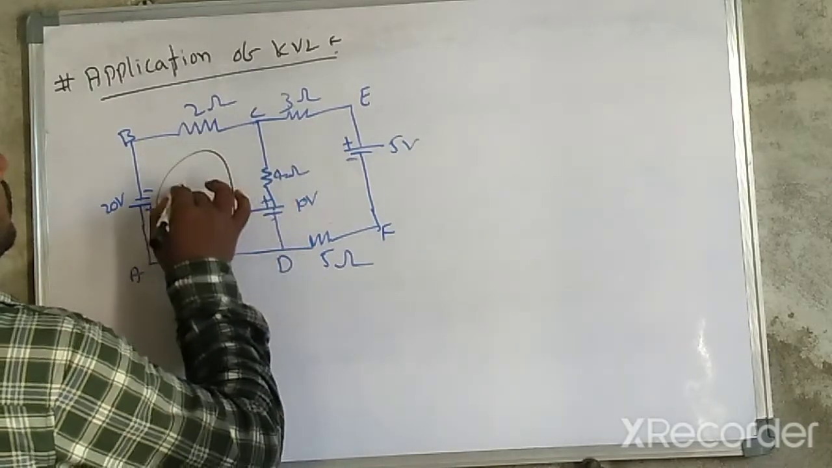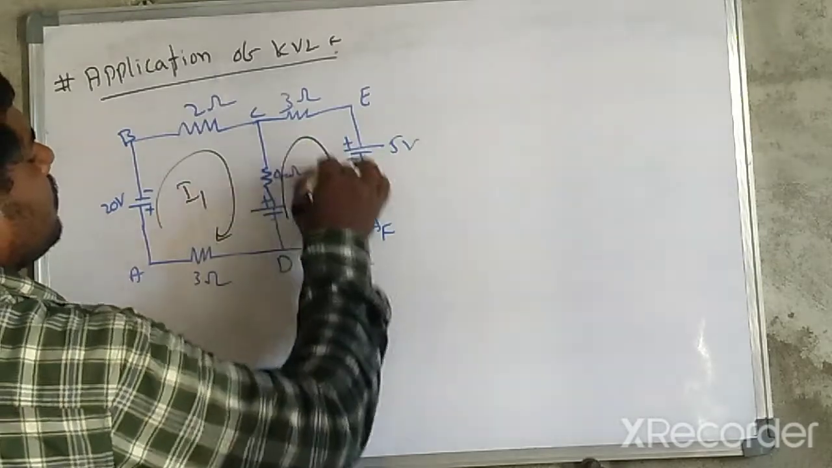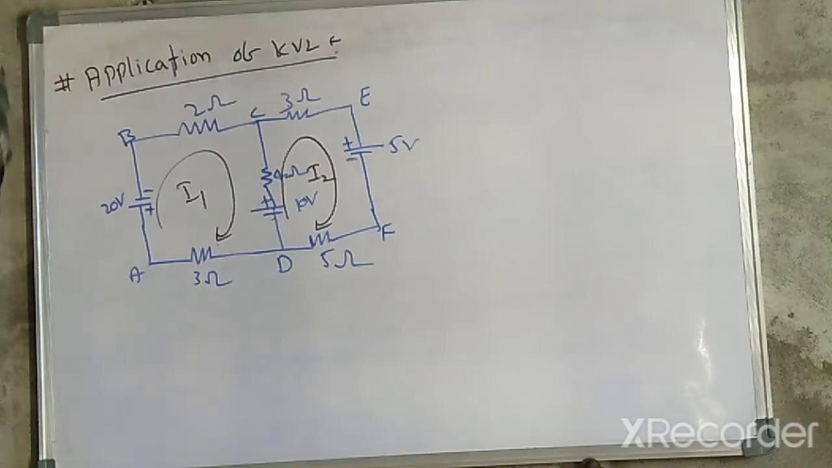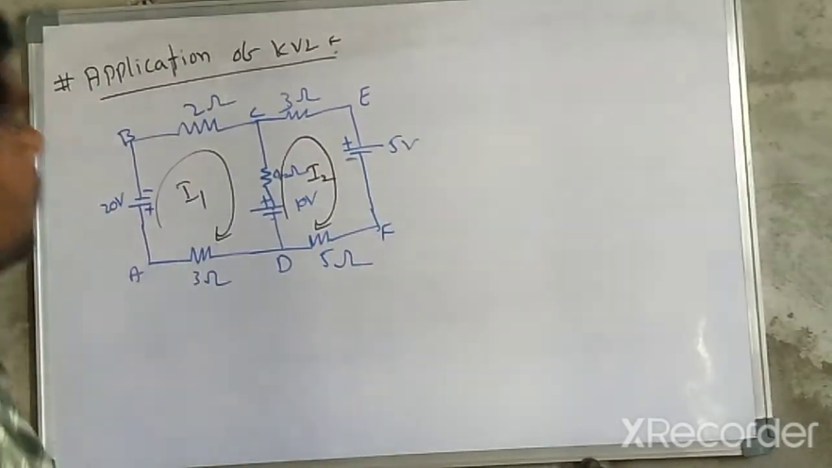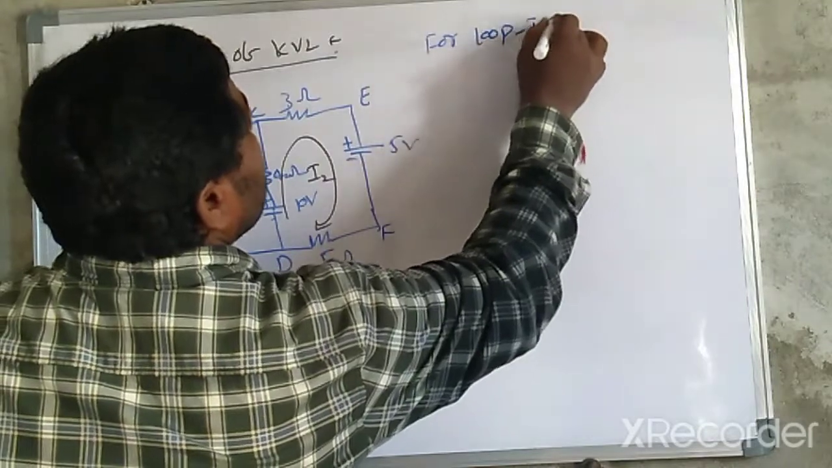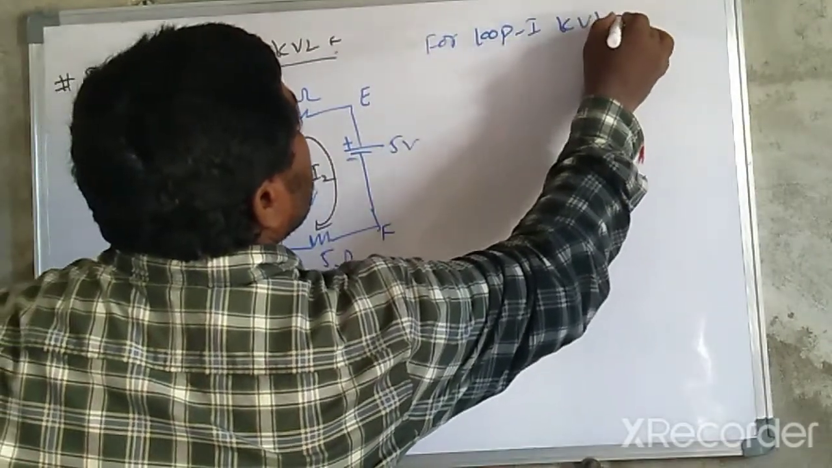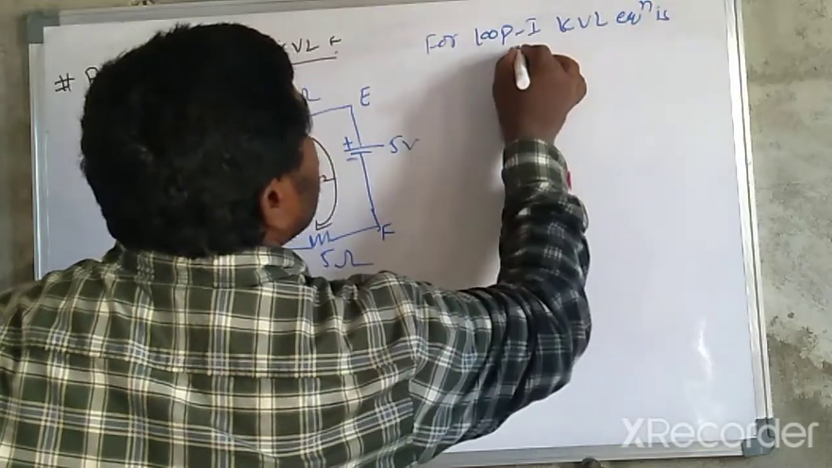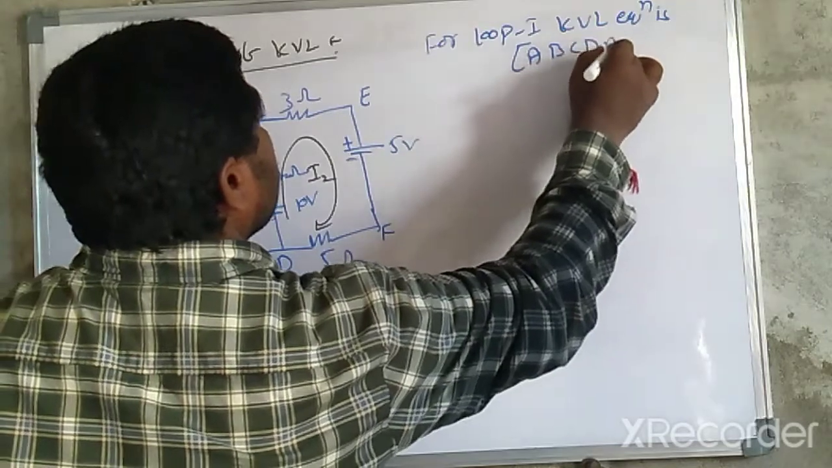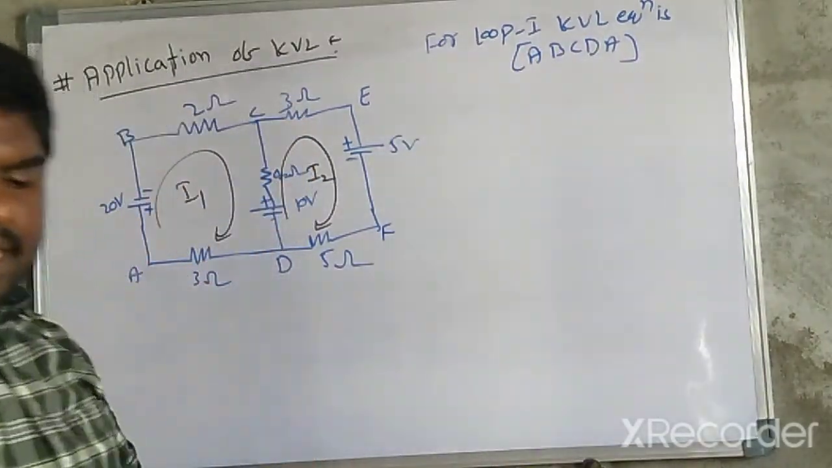This is the first loop. This current outlet we consider I1. This is the second loop. This current outlet we consider I2. So for loop 1, the KVL equation: A, B, C, D is loop 1. For loop 1, which loop? A, B, C, D, A, this loop. So you may apply the KVL rule.